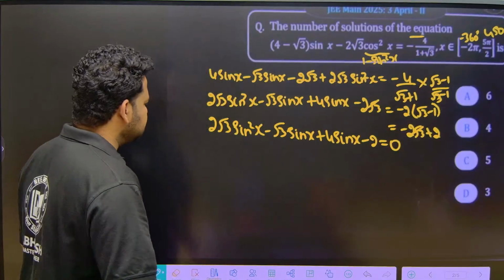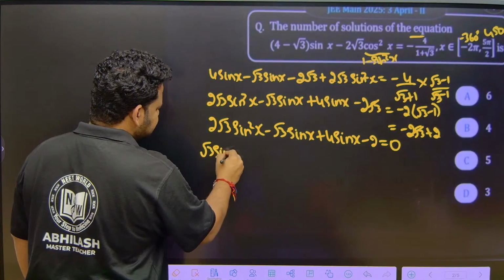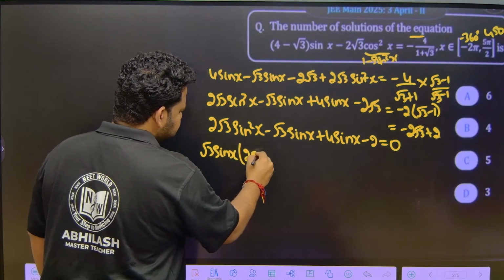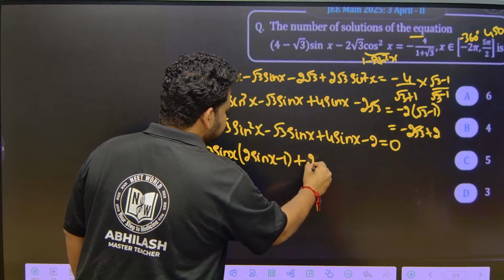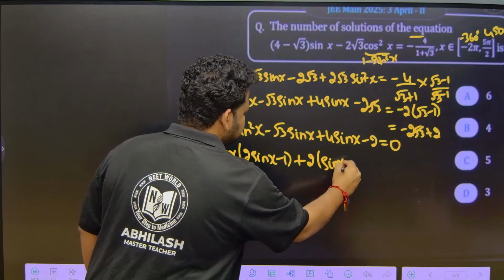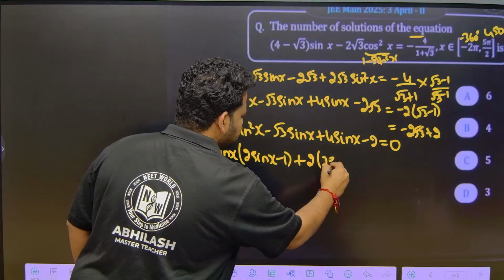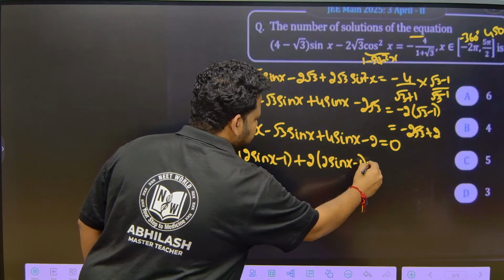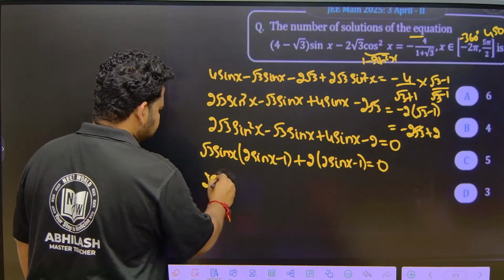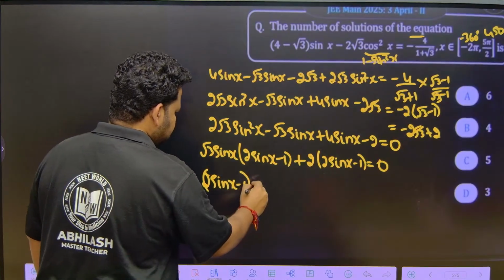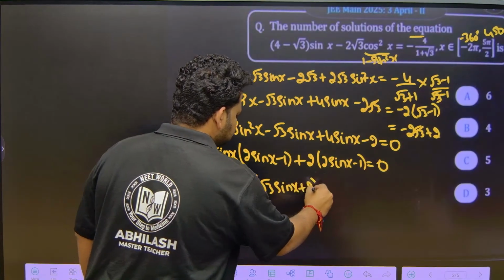Now let us take common. So here I can take what? I can take common root 3 sin x. This will give us 2 sin x minus 1. Here I can take what? 2 I can take common. This will give us 2 into 2 sin x minus 1 is equal to 0. Now we will have 2 sin x minus 1 into root 3 sin x plus 2 is equal to 0.